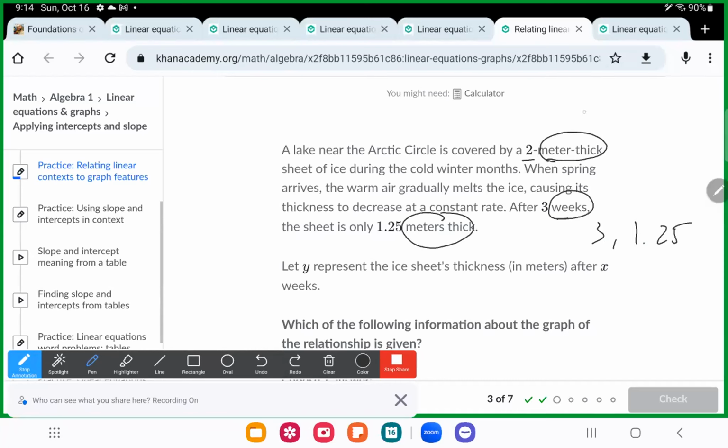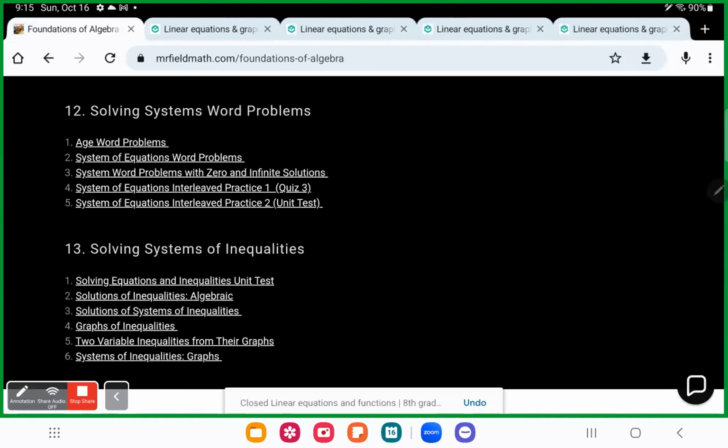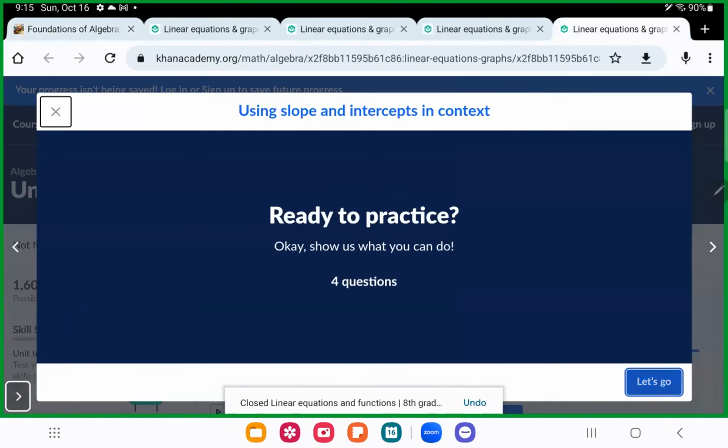That is the beginning of the ice melting, right? We're talking about melting ice. Well, during the winter, it's not melting, hopefully. And so we have 0, 2, and then you see after 3 weeks, it's down below 2, right? It's melting. So what is this? Do you know? It's the y-intercept. So the point and a y-intercept. All right. I think that I have done all I'm going to do with that one. Now it's your time to try it.